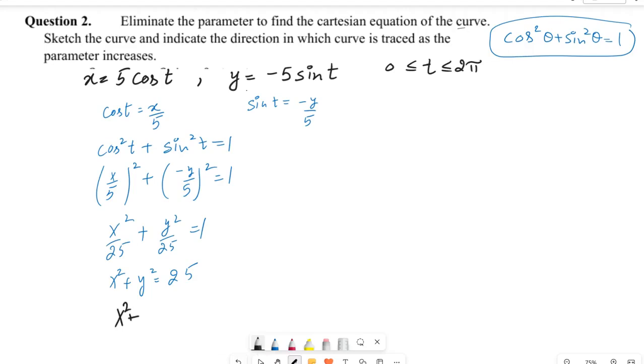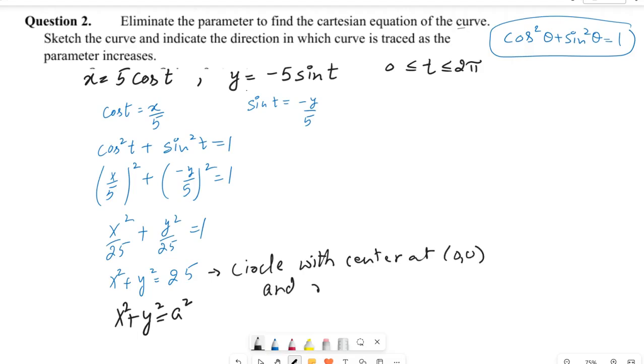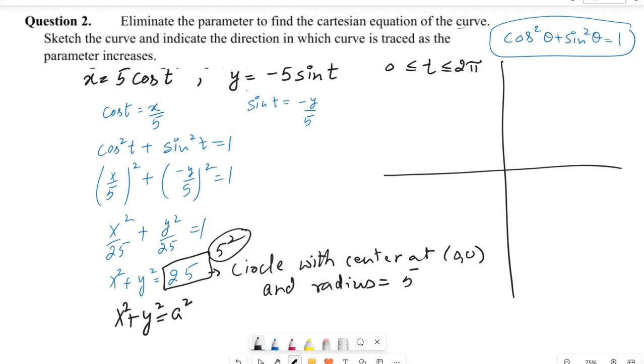Comparing this to our geometric equation, x squared plus y squared is equal to a square, this is a circle with center at 0, 0 and radius equal to 5, because this is 5 square, right? Therefore, the radius is 5. Okay, so let's try this graph. We know that the radius is 5, this is 5, this is negative 5, this is the center, this is 5 and this is negative 5. So our graph is a circle with that radius.